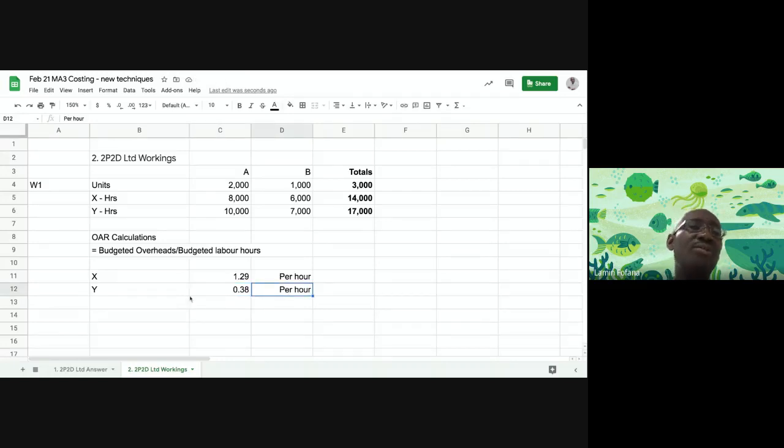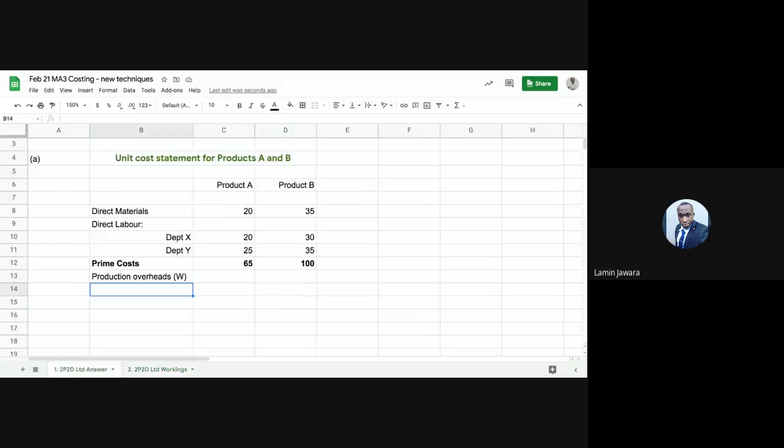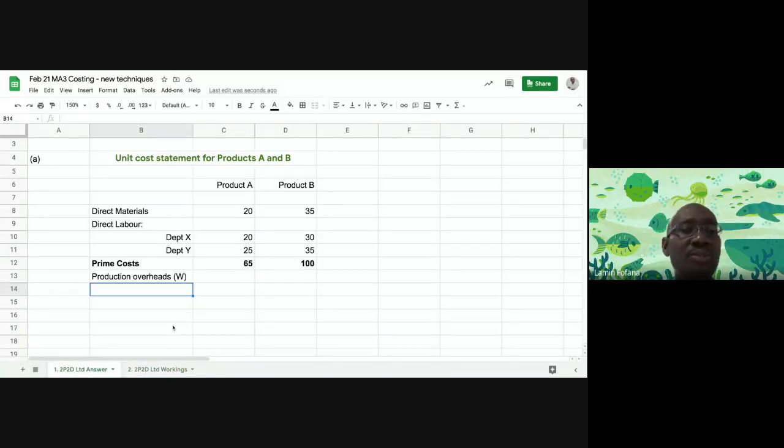So now, what is left? What is left is for us to absorb. We've already got our absorption rates. For Department X is 1.29 per hour. For Department Y is 0.38. That's 38 pence per hour. So we're going to absorb. So how are we going to absorb this?